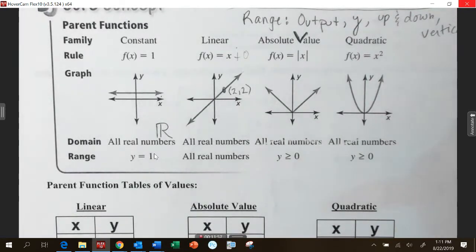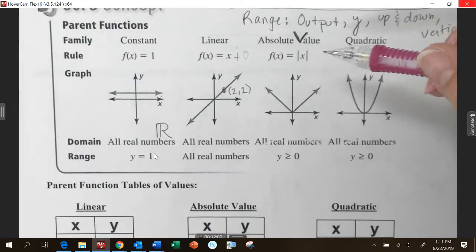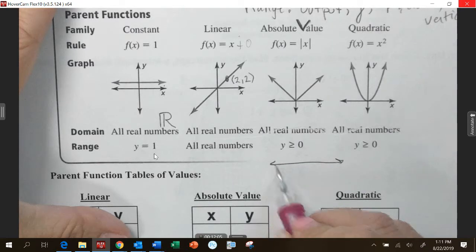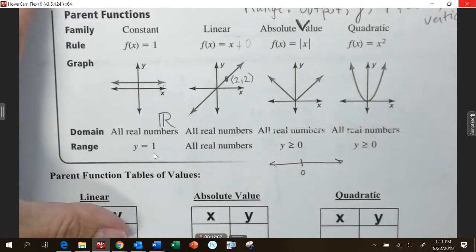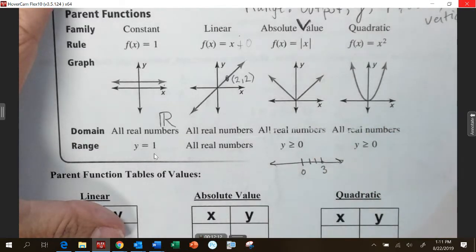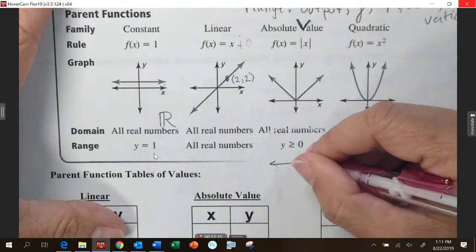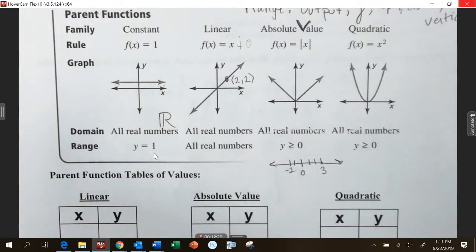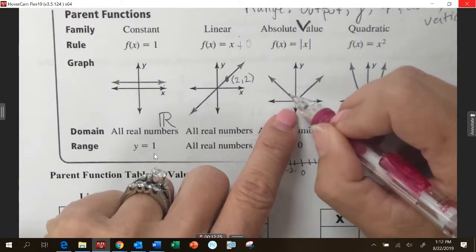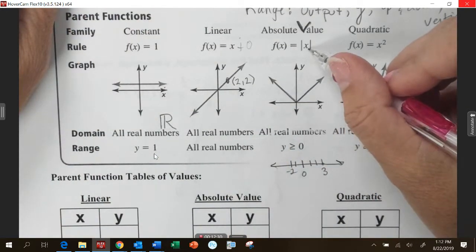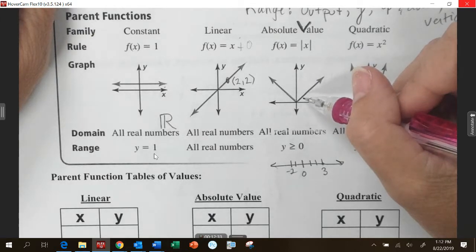Because value, V, done. The definition of absolute value is, if I have a number line, how far is that number away from 0? So if I'm asking you how far the number 3 is from 0, you would tell me 3. Or if I said how far is -2 from 0, you would tell me 2. It's always a positive answer because we're talking distance. That's what absolute value means. And because of that, both sides go up. All real numbers can go into this absolute value, but only the positives or 0 come out.